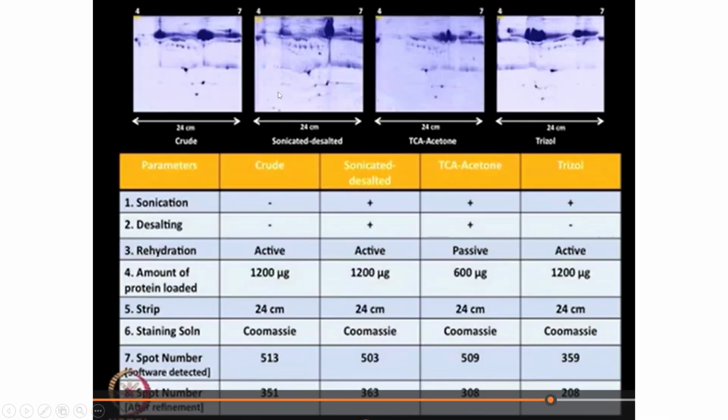So this is the same method comparison: crude, sonicated, the one with the TCA acetone, and we also studied about the Trizol method, if you all remember. Accordingly, although the amount of protein loaded changed, the number of peptide spots identified differs depending upon the sample method you are using.